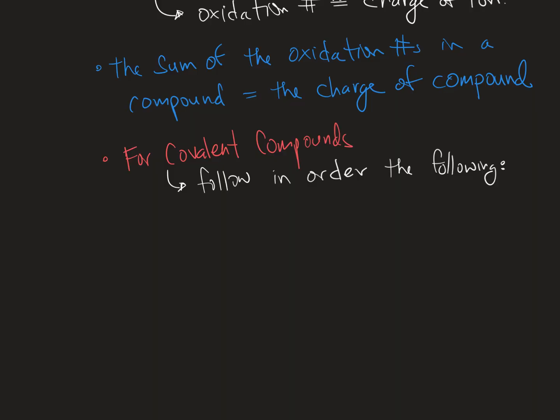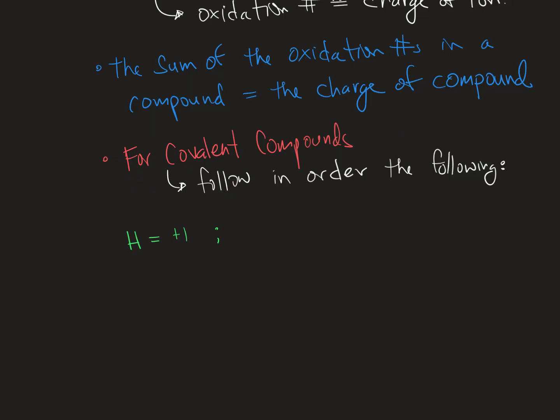Here's the order. So if you have a covalent compound, you check to see if it has hydrogen. If it does, then hydrogen's oxidation number is +1. Well, it's in group 1, so it's a +1 ion. Hold on a sec, we're not talking about ions. But can you kind of make sense of it that way? Okay? So its oxidation number for hydrogen is +1.